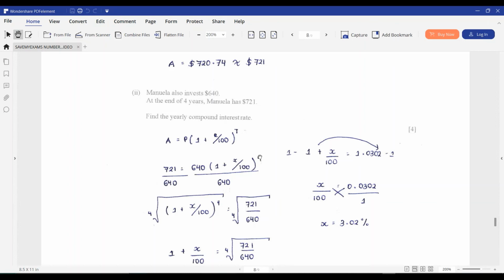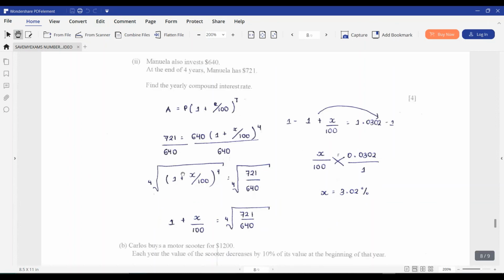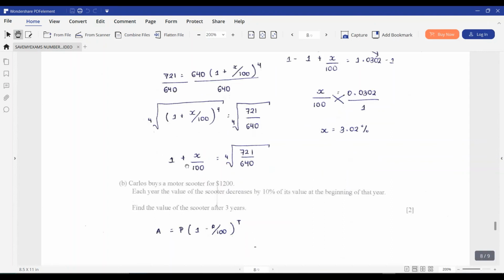4. We want to isolate x, so we divide both sides by 640. When we divide both sides by 640, we are left with 1 plus x over 100 power 4 is equal to 721 over 640. Now we would root both sides by 4. Rooting both sides by 4 will result in this sort of a thing. So 1 plus x over 100 is equal to root 4 721 over 640.